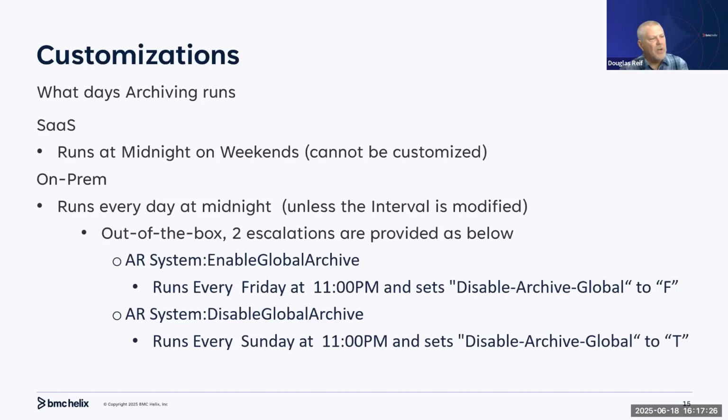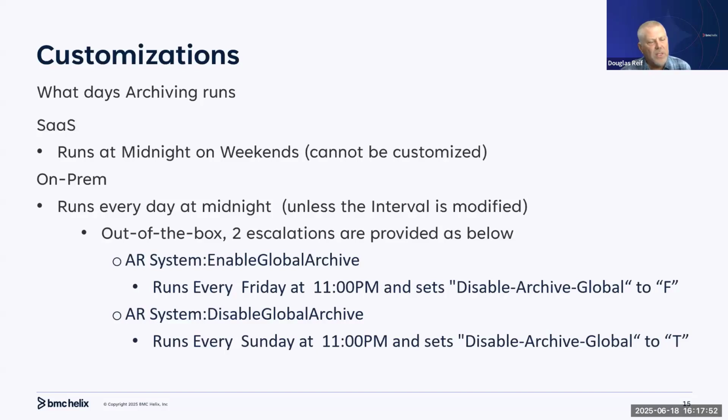And I've listed here these two escalations, AR System Enable Global Archive and Disable Global Archive. And what these escalations do, and again, these are enabled in SaaS. On-prem, they're provided, but they're not enabled. So you can enable these if you like the idea, which we like, we call it a best practice of having your archiving run on the weekends. You can do this too. And on-prem, you can adjust it a little bit.